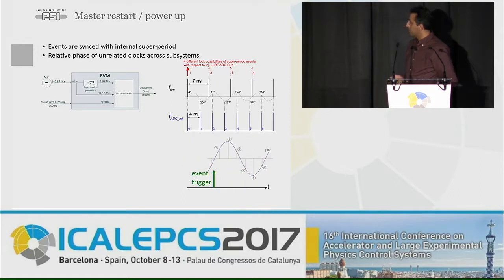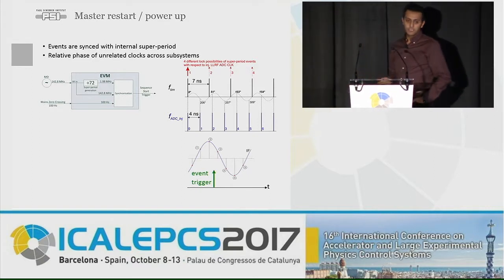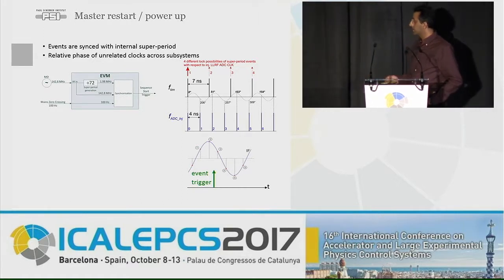So there are different possibilities for the event trigger with the phase of this unrelated clock. And this is a problem when we restart the system, and then the low-level RF guys have to sit and do a cumbersome procedure to tune the machine with respect to the new phase of the event triggers.